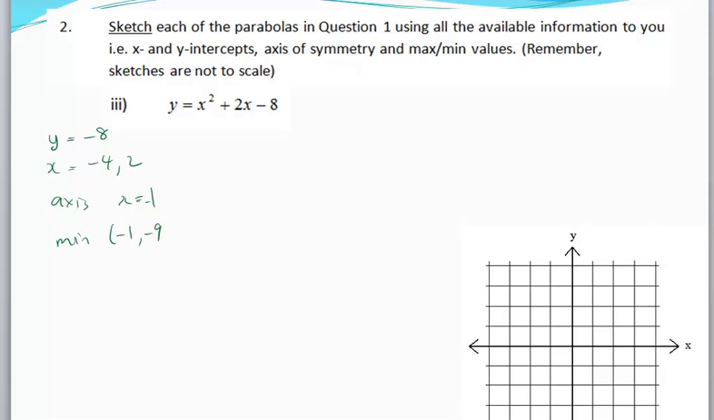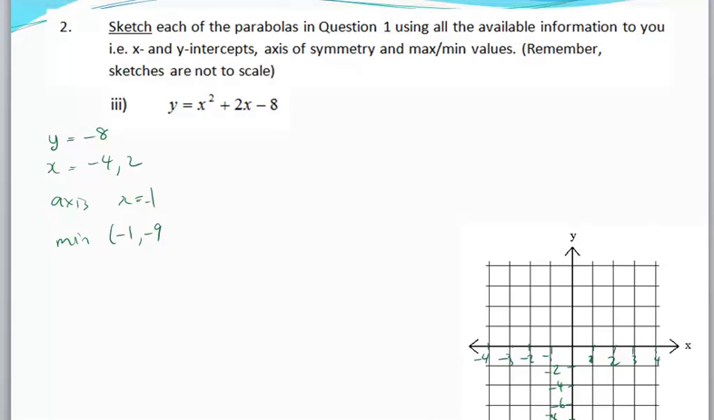So here we can work with our x-axis: 1, 2, 3, 4, minus 1, minus 2, minus 3, minus 4. And for our y's we need to get to minus 8. So we say minus 2, minus 4, minus 6, minus 8, which nearly disappears off here.